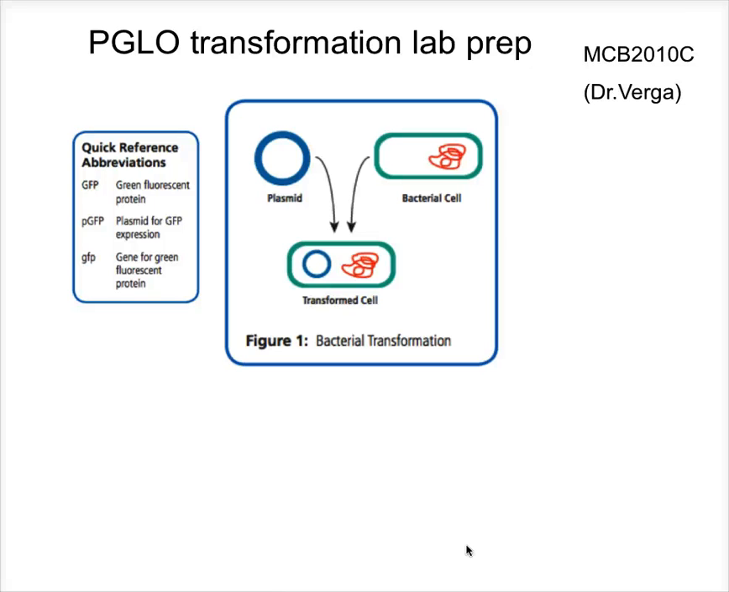This is information you need to review to answer the P-Glow transformation quiz before we do the transformation on June 23rd. So bacterial transformation is where you get a bacteria to take up some extra DNA. And in this case, the DNA that it's going to take up is known as a plasmid.